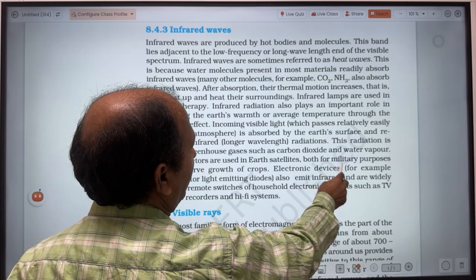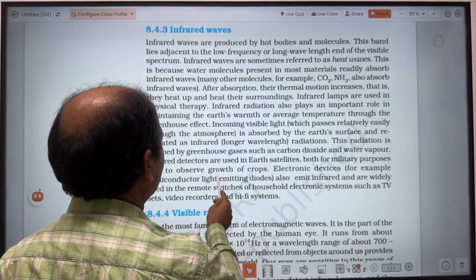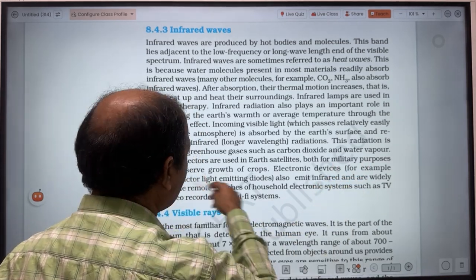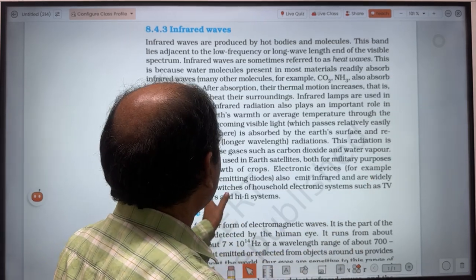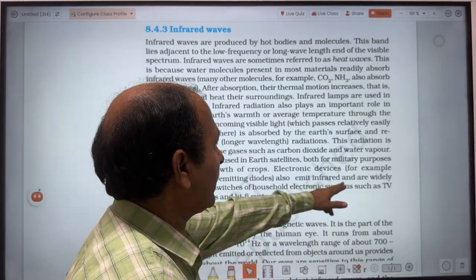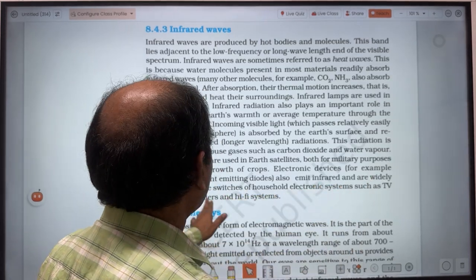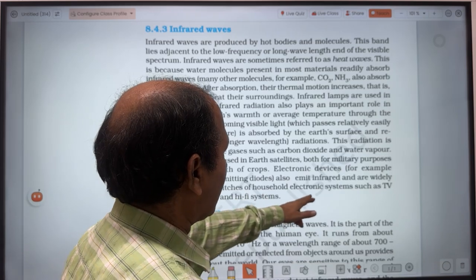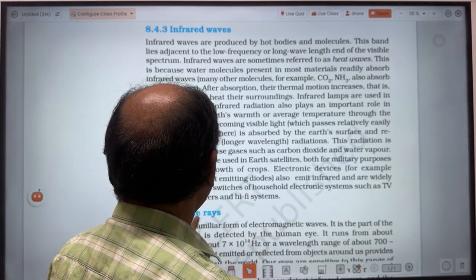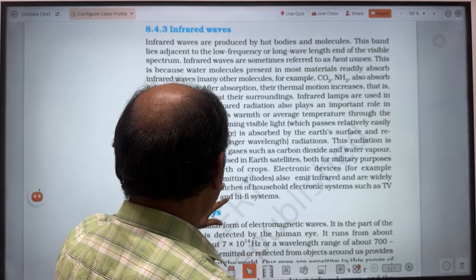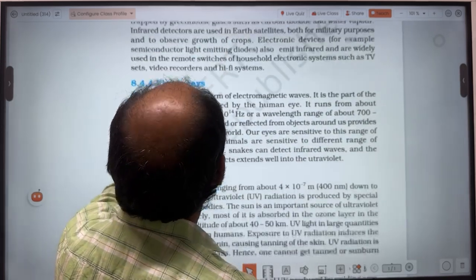Infrared detectors are used in Earth satellites both for military purposes and to observe growth of crops. Electronic devices, for example semiconductors and light emitting diodes, also use infrared and are widely used in the remote switches of household electronic systems such as TV sets, video recorders, and hi-fi systems.